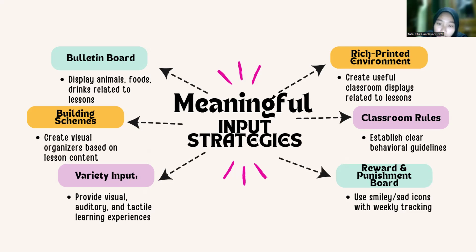Sixth, reward and recognition system. Create a visual tracking system using smiley faces for positive behavior and sad faces for areas needing improvement. Update this weekly, not daily, so children don't feel constantly judged. Make it about growth and progress, not perfection. These strategies work together to create an environment where learning happens naturally and joyfully.